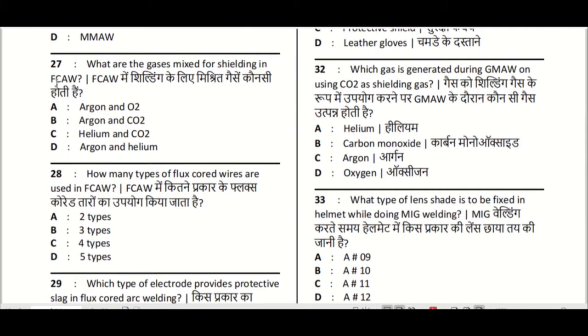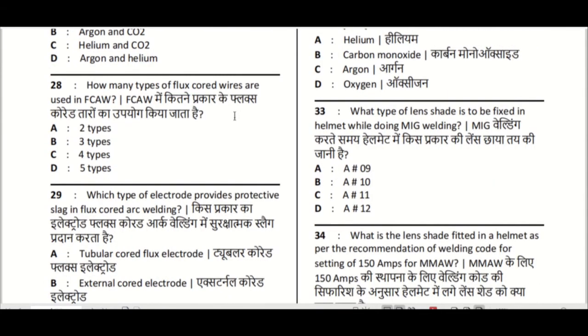What are the gases mixed for shielding in flux cored arc welding? In flux cored arc welding, the shielding gases are argon and carbon dioxide. One inert gas and one active gas. Here carbon dioxide is the active gas and argon is the inert gas. These two mixes will be used in flux cored arc welding.